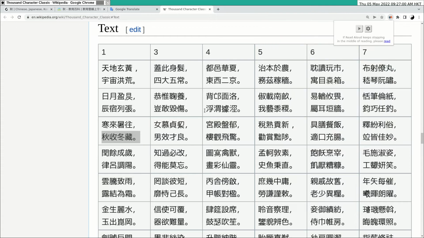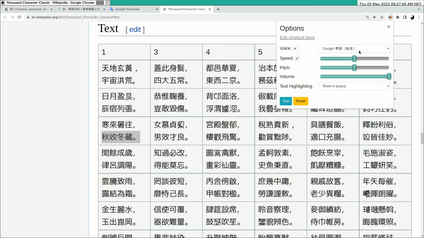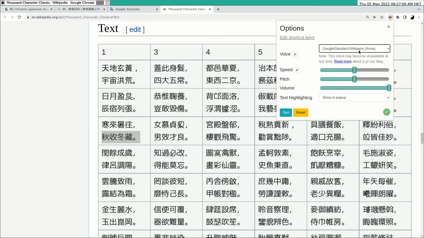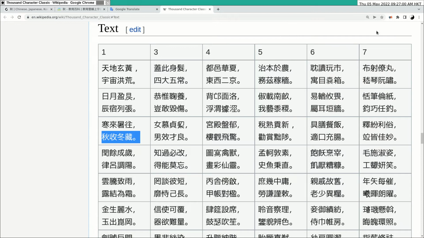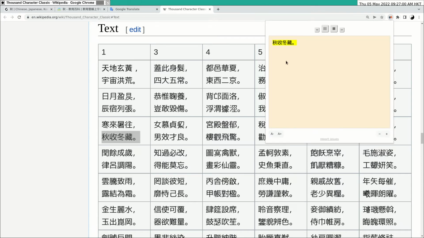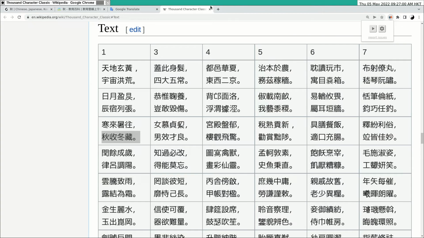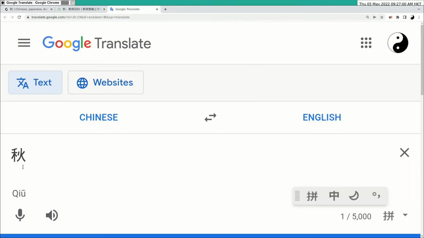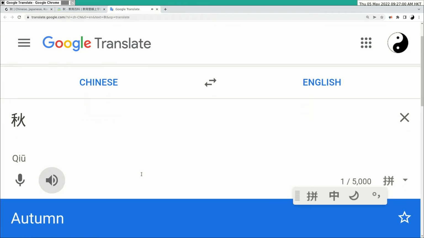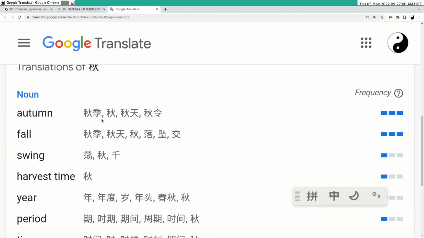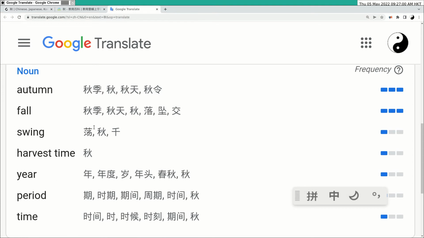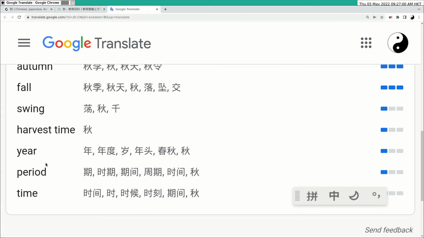Okay, that's Mandarin, Qiushou Dongtang. That's Google Translate, Qiu. Qiu means autumn. Autumn, fall, swing. It's not very common. Harvest time, because as I mentioned, the left part, the radical, means harvest. The year is also not very common. You forget about this. Mostly it means autumn only.